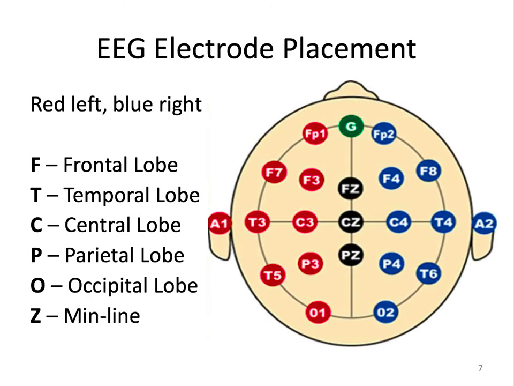Electrodes in an EEG are placed by an individual trained in the appropriate placement. In general, in this image, red refers to the left and blue refers to the right. Common abbreviations seen on an EEG reading include F for frontal lobe, T for temporal lobe, C for central, P for parietal, O for occipital, and Z for midline.